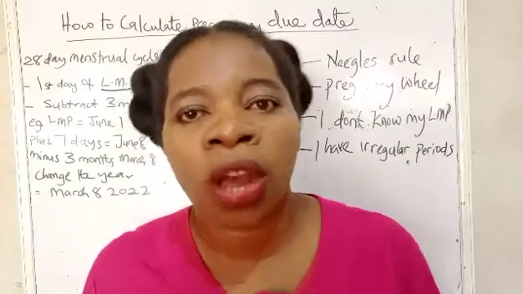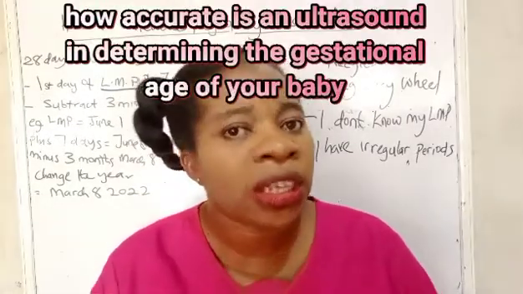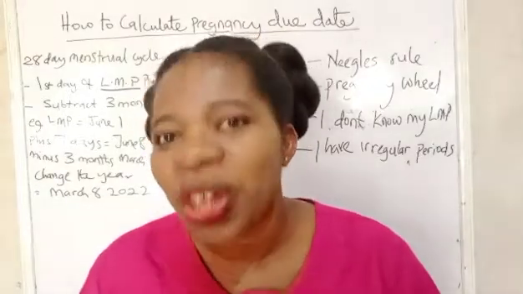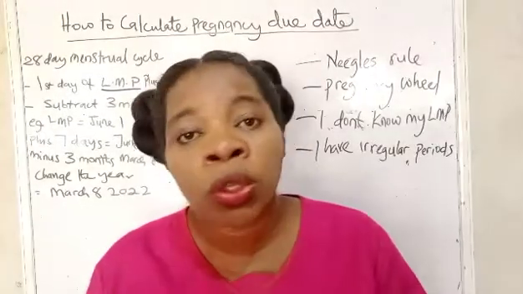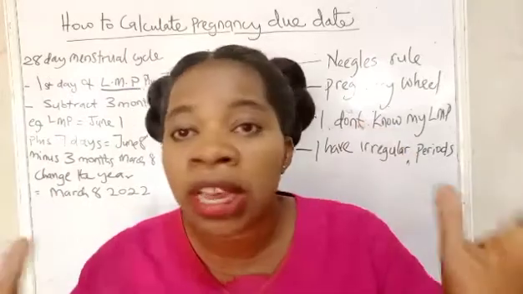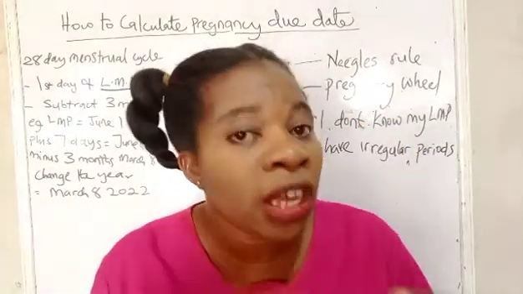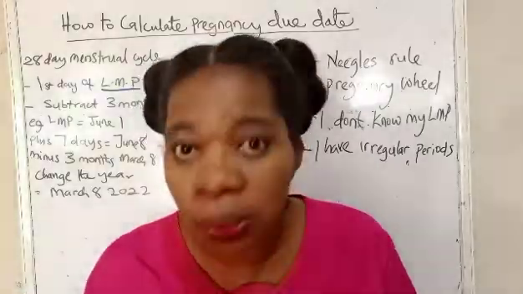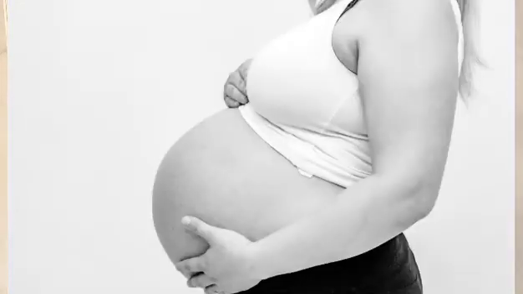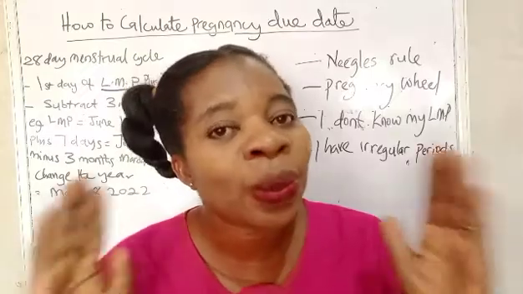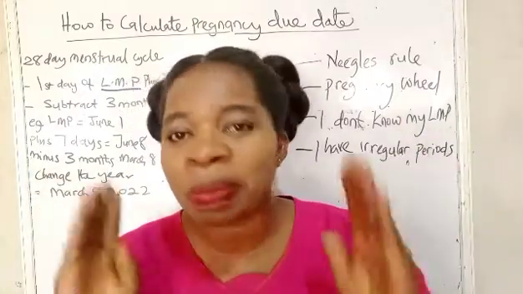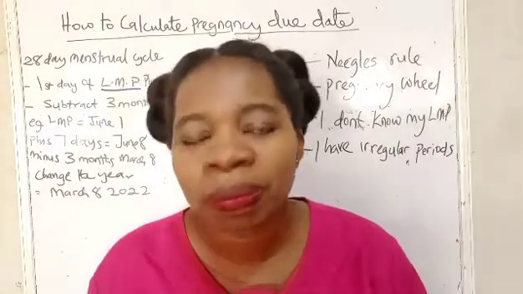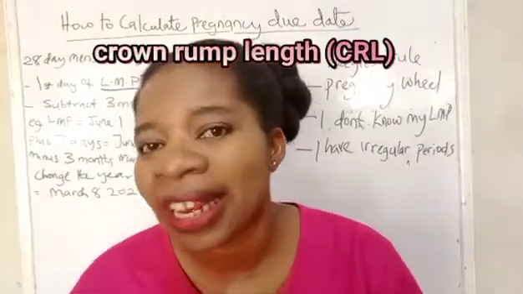Now that brings us to another question. How accurate is an ultrasound in determining the gestational age of your baby? Generally, your doctor will order an ultrasound to determine the gestational age of your baby if the date of your LMP is uncertain, if you have irregular periods, or when conception occurs despite the use of contraceptives. An ultrasound allows your doctor to measure the length of your baby from one end to another, and that is called the crown rump length.